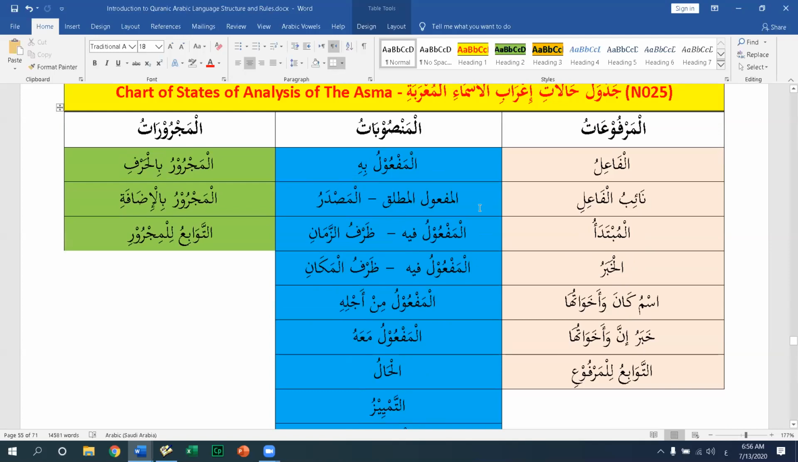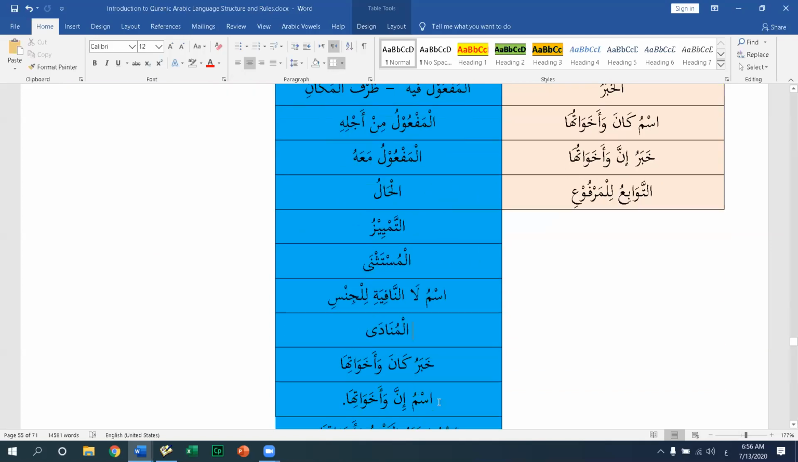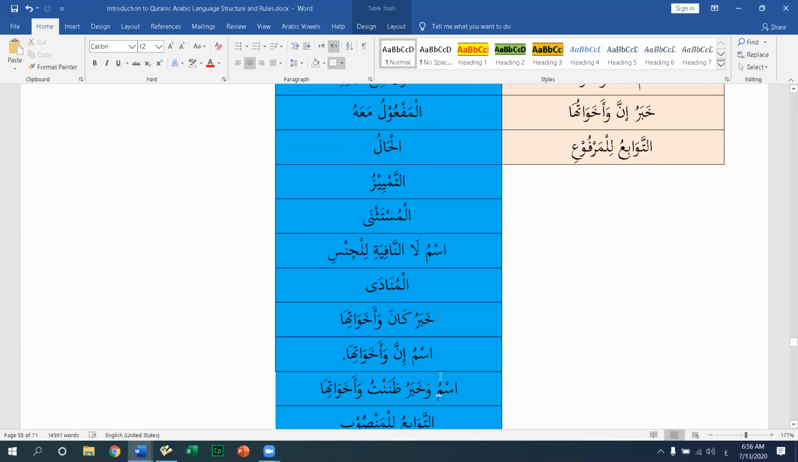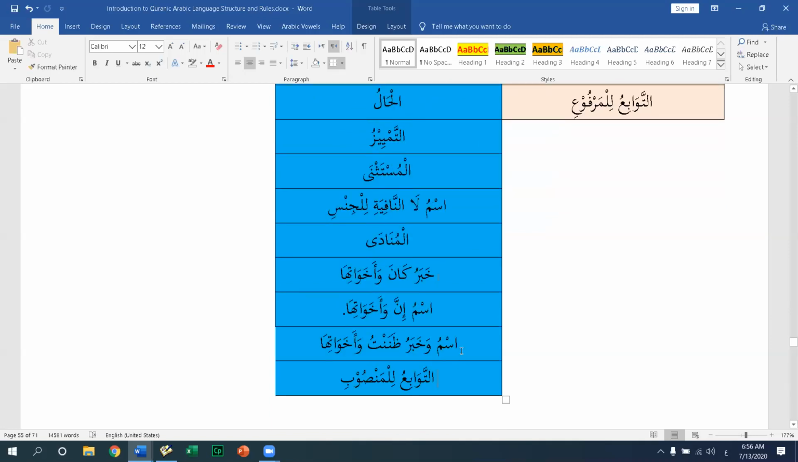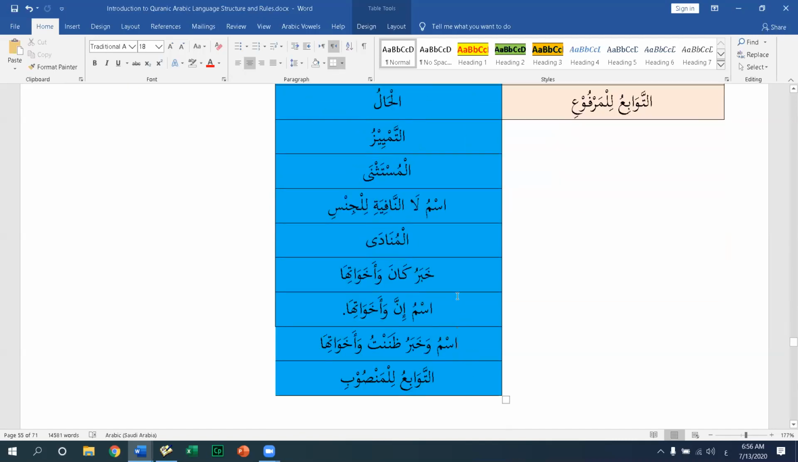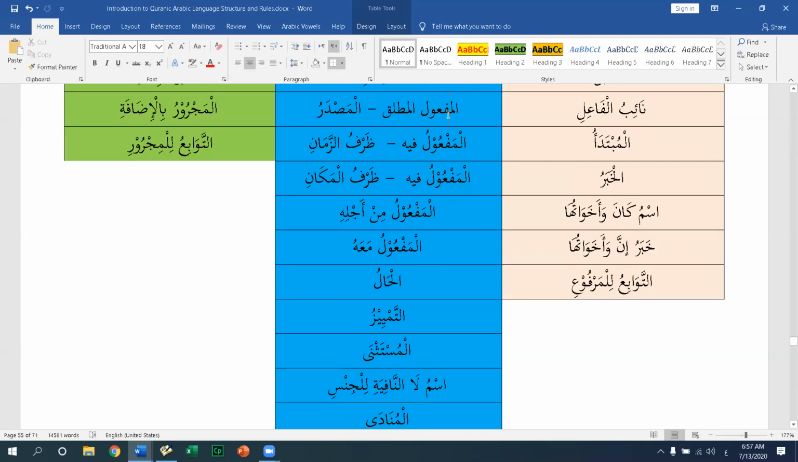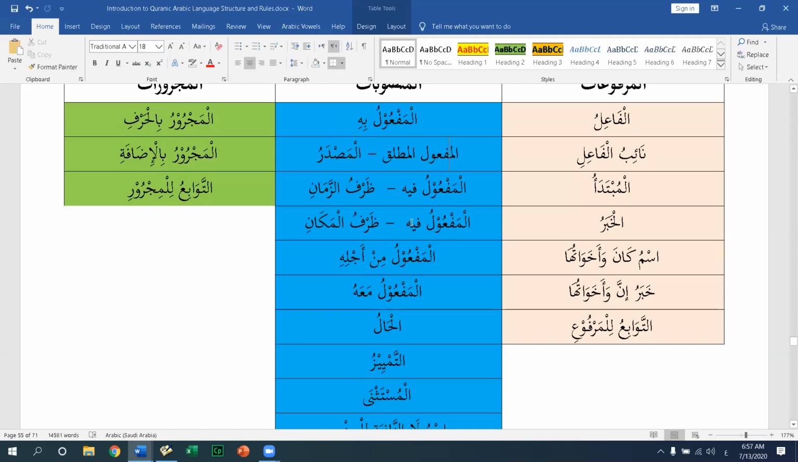States in which words are mansub are 1, 2, 3, 4, 5, 6, 7, 8, 9, 10, 11, 12, 13, 14, 15, or 16. 15 or 16, how did I count it right? 1, 2, 3, 4, 5, 6, 7, 8, 9, 10, 11, 12, 13, 14, 15. So there are 15 states of a word.